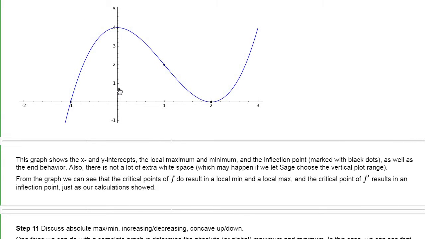I look at the graph. There is no absolute max because remember the end behavior is this just goes off to infinity, so there is no top to this function. It just keeps getting bigger. There's no absolute min because this just keeps going down, down, down, down, down.